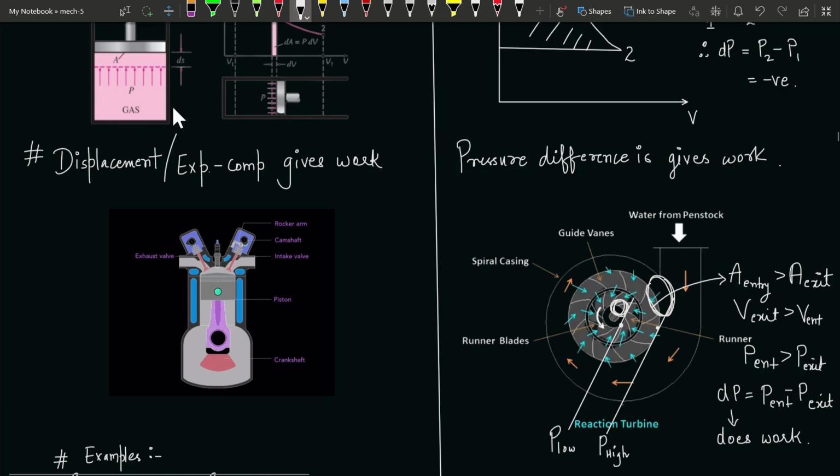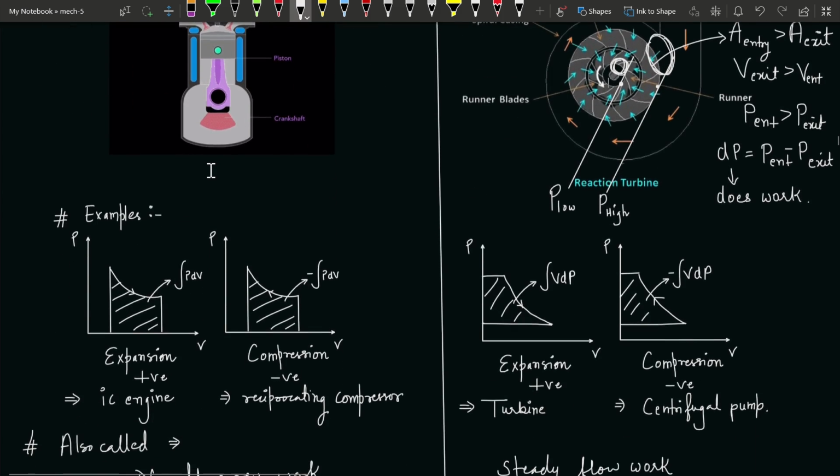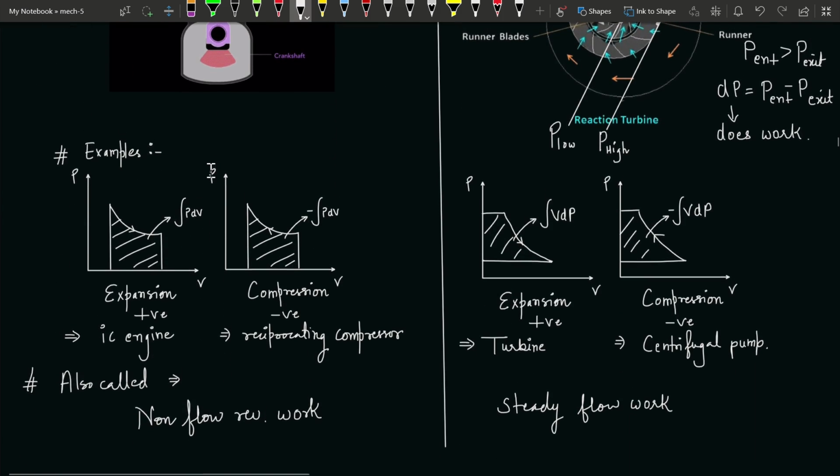Now next we can see some examples here, examples of PDV work. What are the examples? Expansion and compression work, right? Expansion happens in an IC engine and compression you can see in a reciprocating compressor. So these are the examples of PDV work. And if we talk about VDP work and how we can plot that, you can see here the expansion work that we get in a turbine and the compression work that we give in a centrifugal pump is VDP work.